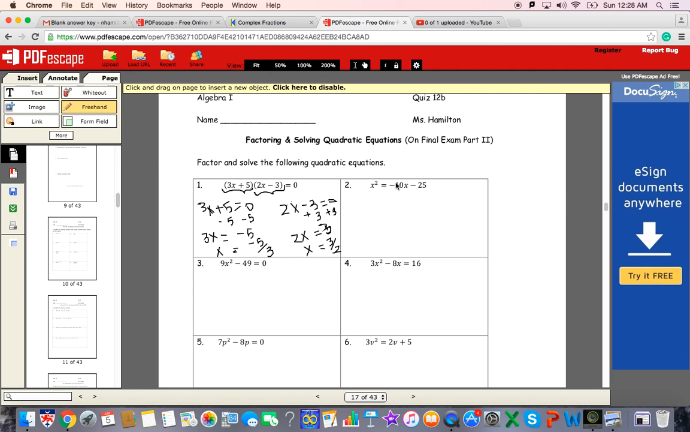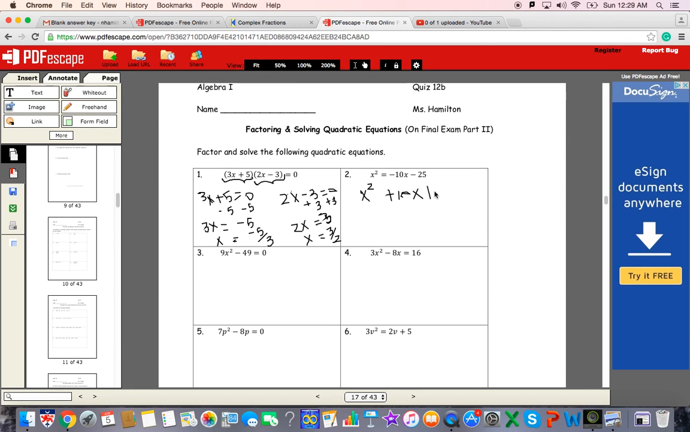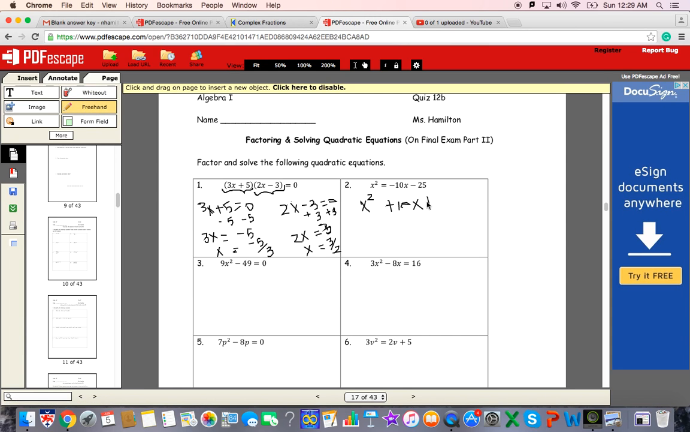So I'm going to take this, and I'm going to add it to that side, and I'm going to take this and also add it to that side. And so I get that x squared plus 10x plus 25 is equal to 0.